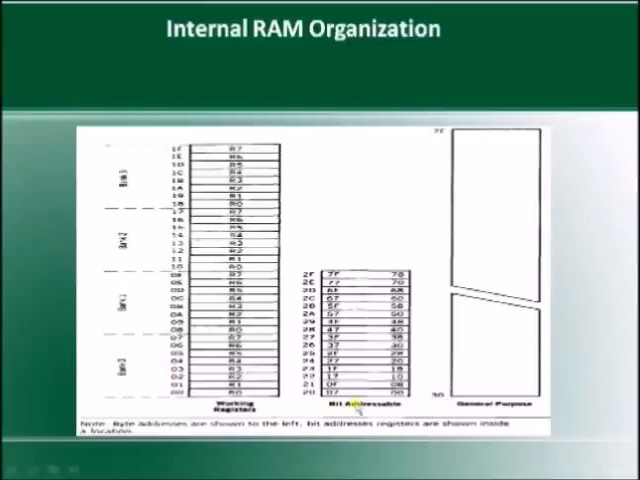Now the bit addressable area is from 20 to 2F, and these are the bit addresses, that is 00 to 07, 08 to 0F, and so on up to 78 to 7F. And we have the general purpose area, that is from 30 to 7F.